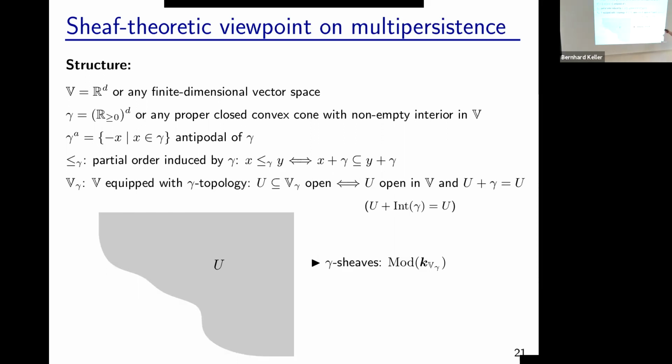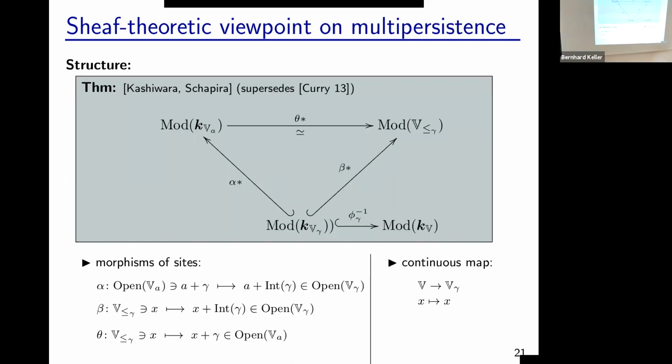So the difference between the Alexandrov and gamma topologies is that for the gamma topology, I'm assuming U, the set, has to be open in the usual topology. So the picture is the following. Here we have the persistence modules. Here we have the Alexandrov sheaves. Here we have the gamma sheaves. And here we have the sheaves, the Euclidean sheaves.